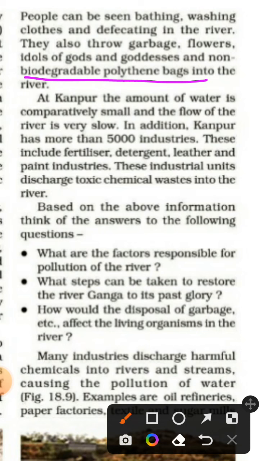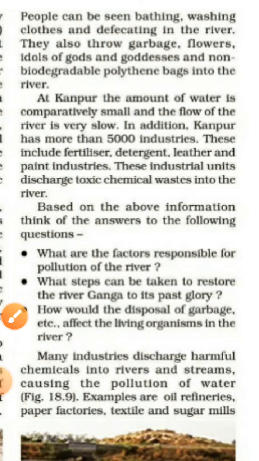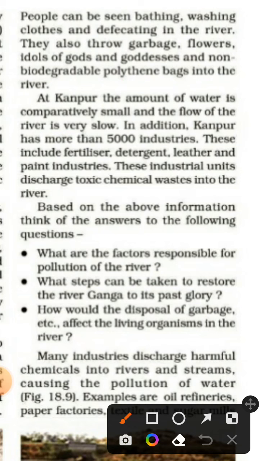At Kanpur, the amount of water is comparatively small and the flow of the river is very slow. In addition, Kanpur has more than 5,000 industries. These include fertilizer, detergent, leather, and paint industries. These industrial units discharge toxic chemical waste into the river.